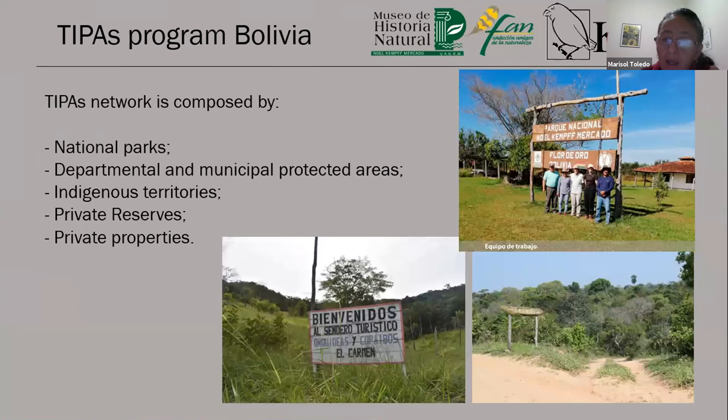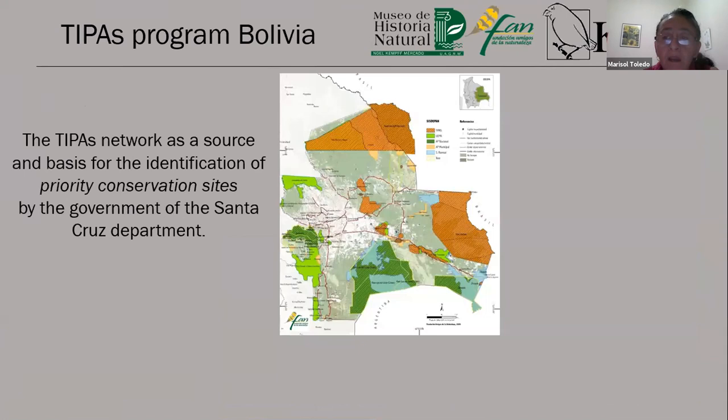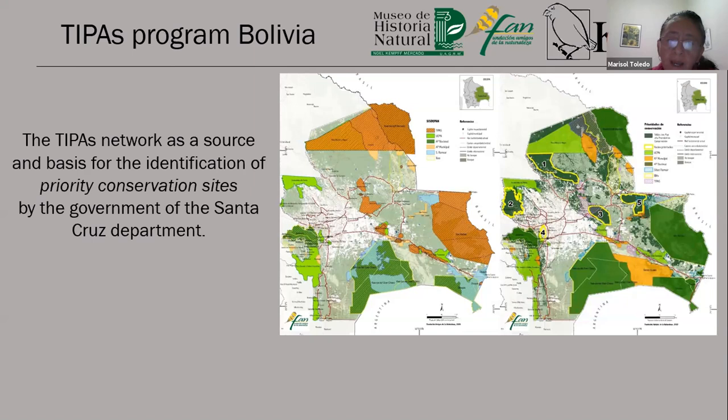This TIPA network is composed of different kinds of land, like national parks and departmental and municipal protected areas. We also have indigenous territories, private reserves, and private properties. So these sites are on different kinds of land, and that is also very interesting for protecting these sites. Well, we recognize that this program is very important for the protection of sites, and that authorities and decision makers especially have to take it into account, in order to really do something for these areas that have many interesting species. So in Bolivia, for example, in Santa Cruz, we had the first meeting with the local government of Santa Cruz.